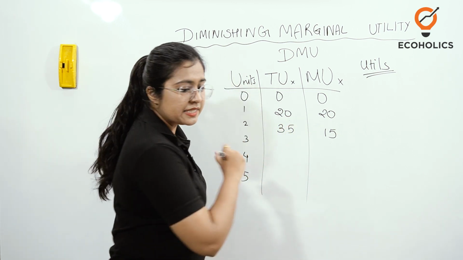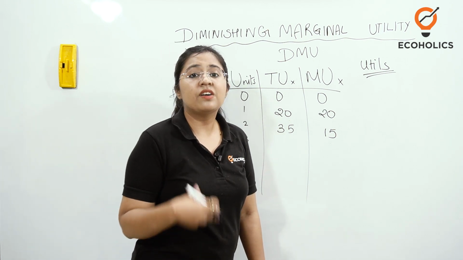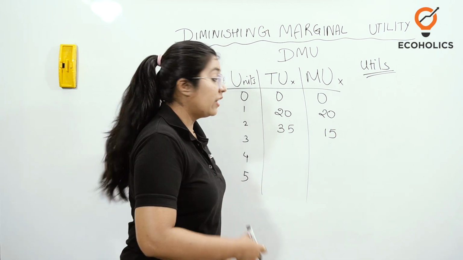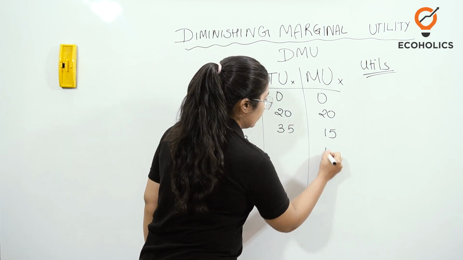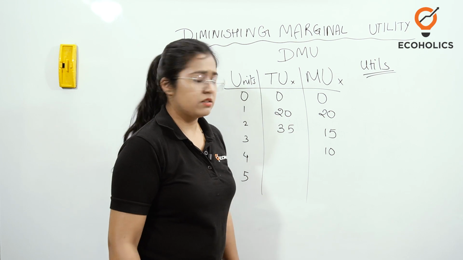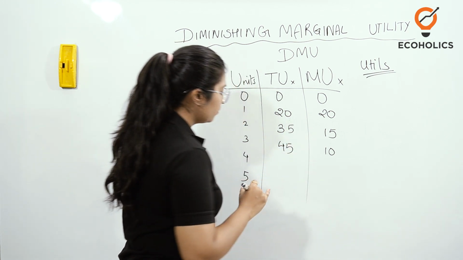Okay, then let's say you're having another Frankie. So you're having the third Frankie. Now your stomach has started to get fuller, so the utility that you gained is 10 utils, and the total will be 45.